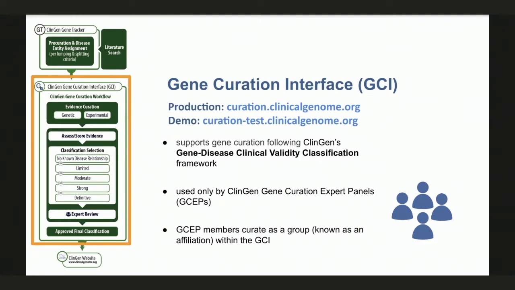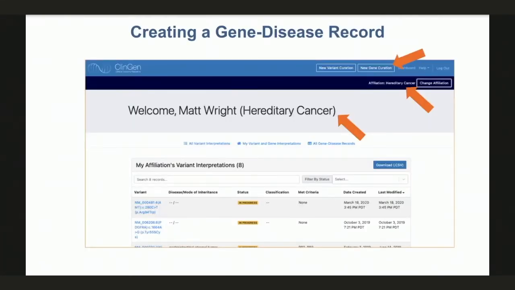Now, unlike the VCI, which is a community curation tool, the GCI is only used by ClinGen gene curation expert panels, known as GCEPs. Members of these GCEPs can all curate together within the GCI as a single group known as an affiliation. Christine described to you a moment ago how affiliations work within the interfaces. To get started in creating a new classification, a GCEP curator must first create a gene disease record by clicking on the new gene curation button in the header. Below that, you can see the affiliation you're logged in as within the dark blue banner, and also within parentheses after your name. The record will be created under that GCEP, so you need to make sure that you're in the right one.